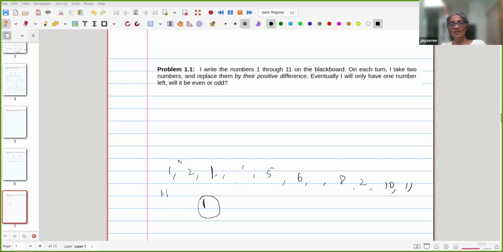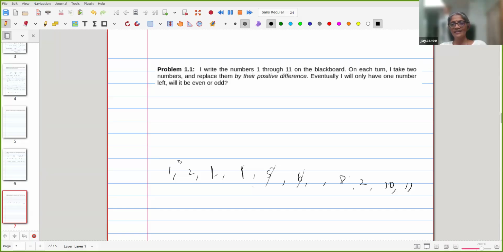So what is happening here? Should we try to play the game once? Let us complete the game once, and let's see what we get. What should I do? You tell me what I should do. Vallabh, you have your hand up. Tell me what I should do next. Strike out 2 numbers and write the difference. 6 and 5, I will strike out and I will write 1.